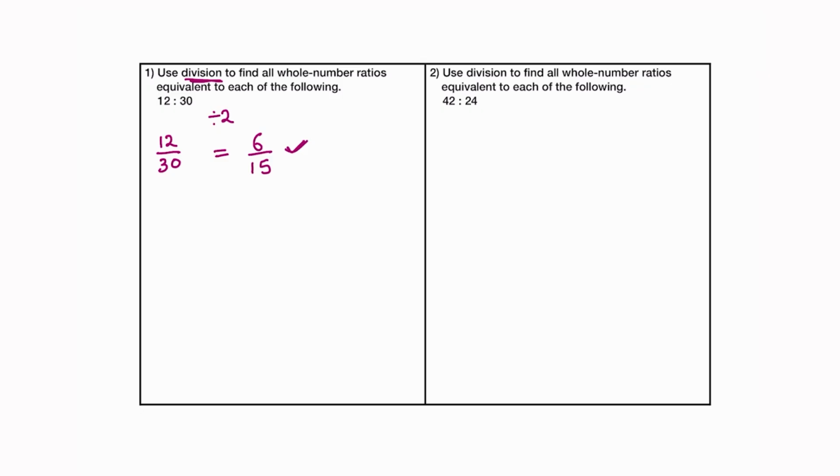Now 12 and 30 have many common factors, and one of them is 3. So we divide both by 3. So 12 over 30 divided by 3. We divide numerator and denominator both because we want an equivalent ratio. So 12 divided by 3 is 4, 30 divided by 3 is 10. So that's another one. And then let's say 12 over 30, we divide it by 6. So 12 divided by 6 is 2 and 30 divided by 6 is 5.